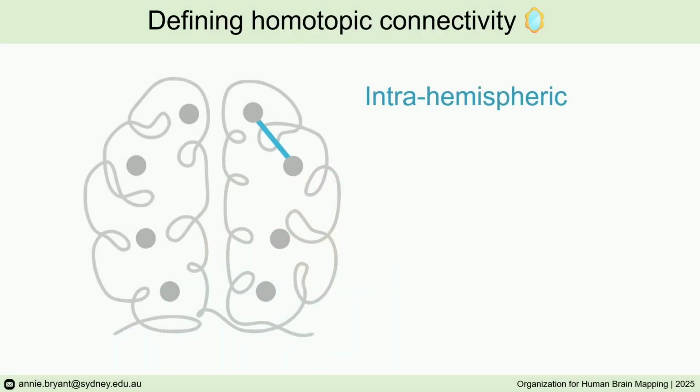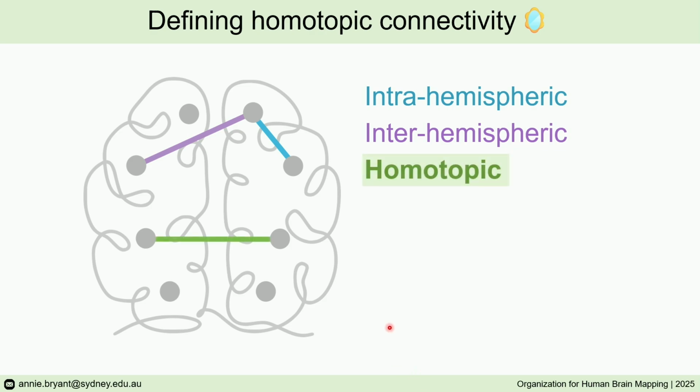So for those who are unfamiliar with homotopic connectivity, like myself at the start of this year, I will quickly orient you to the different types of connections in the brain. First up is intrahemispheric, where you have a structural or functional connection between areas of the same hemisphere. Interhemispheric means a connection crossing from one hemisphere over to the other. And then we have homotopic, which is a special type of interhemispheric connection that specifically refers to mirrored homologous regions in the left and right hemispheres.